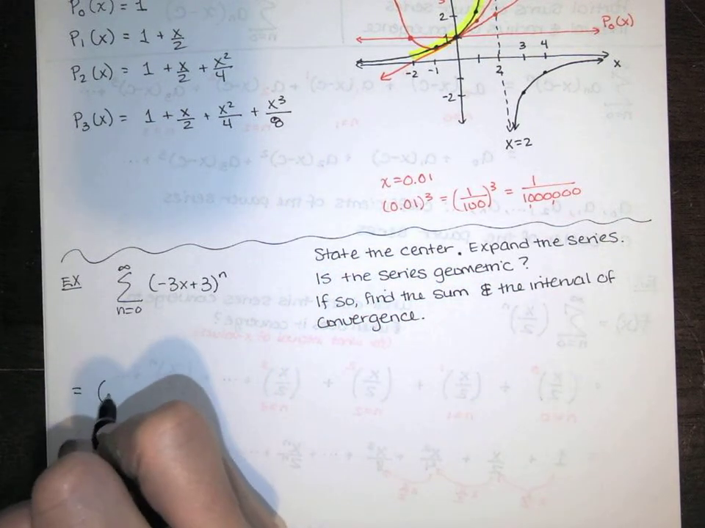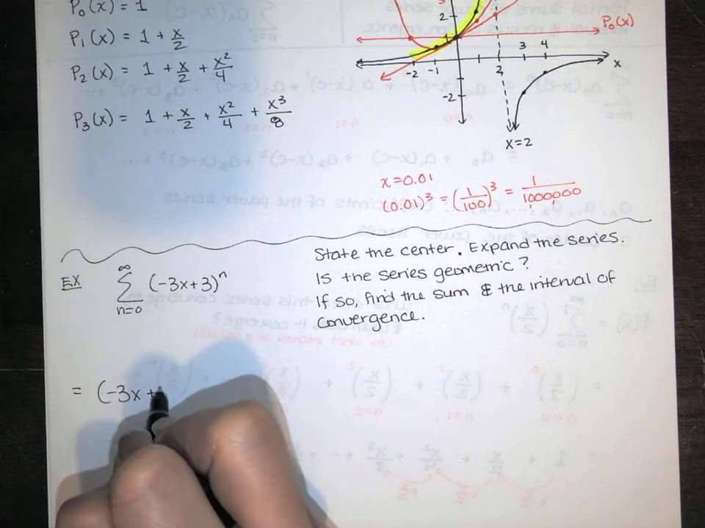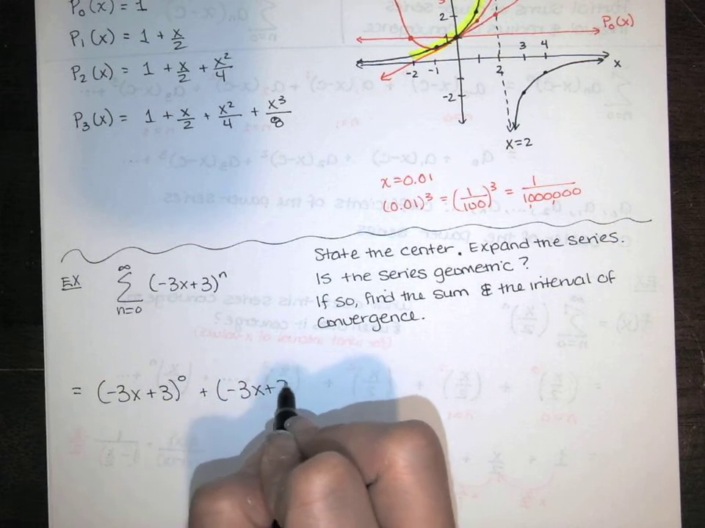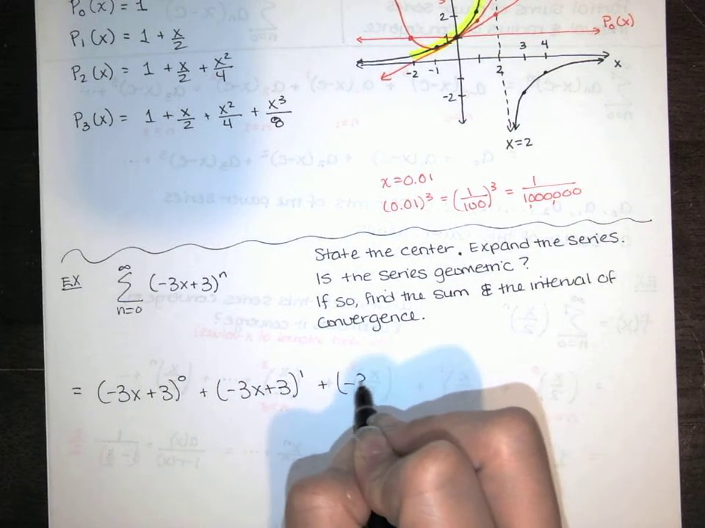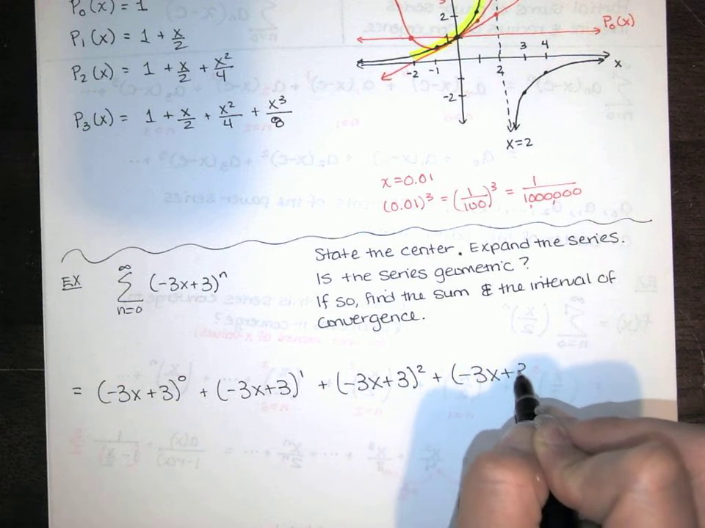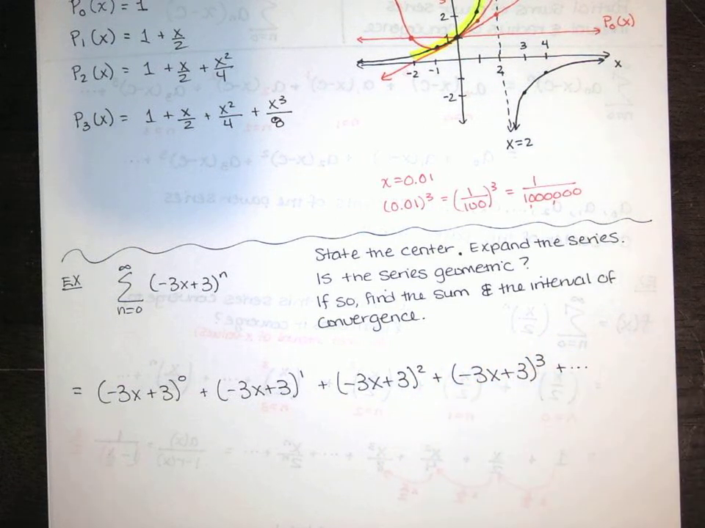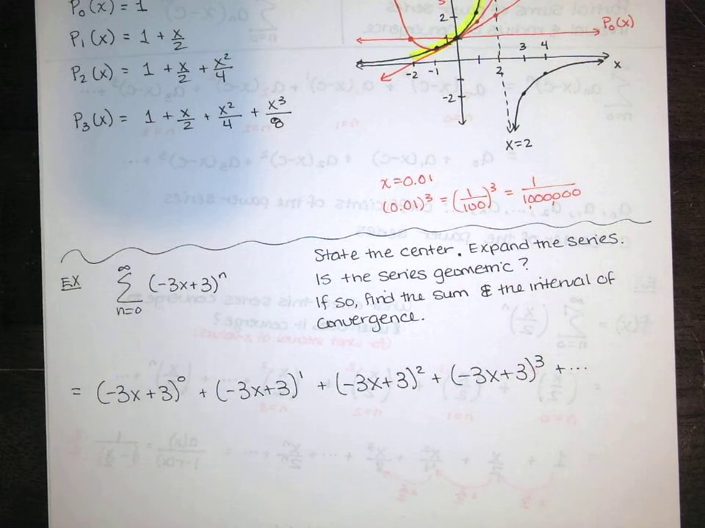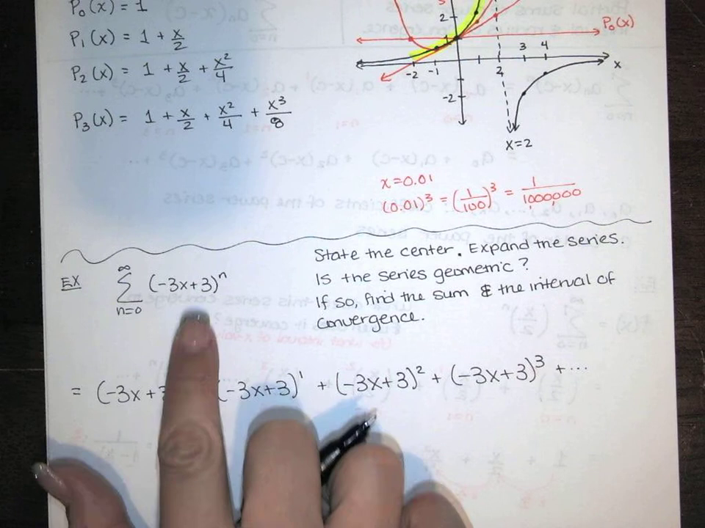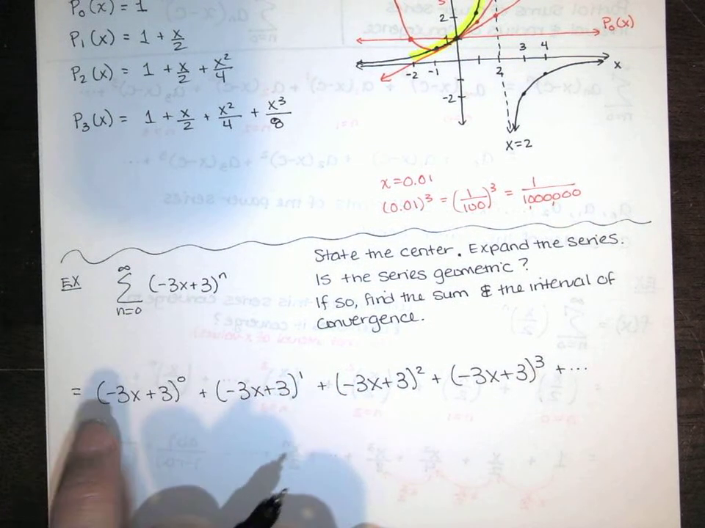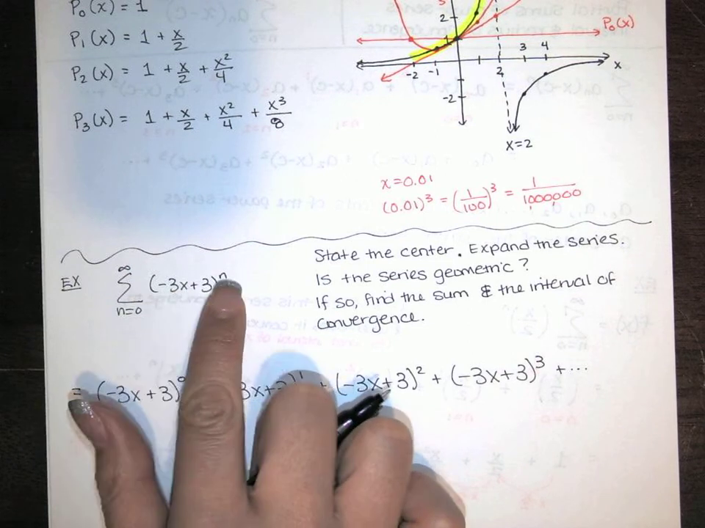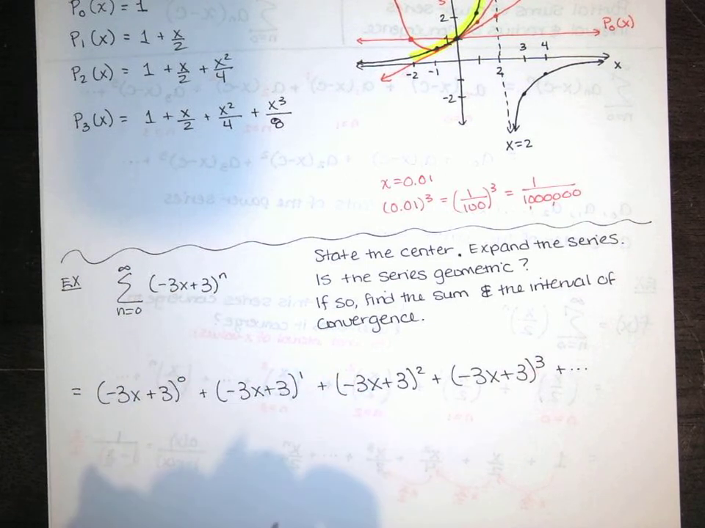Well, when n equals 0, I get negative 3x plus 3 raised to the 0. When n equals 1, we get negative 3x plus 3 to the first. Then when n equals 2, we get negative 3x plus 3 squared. Then negative 3x plus 3 cubed. And you keep going indefinitely. Now the way this is written, it's not 100% clear what the center of the series is. One way that you can find the center of the series is you could take this expression that's in parentheses, this expression that's being raised to the nth, and set it equal to 0 and solve for x.